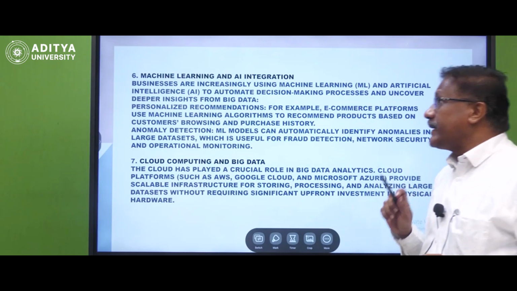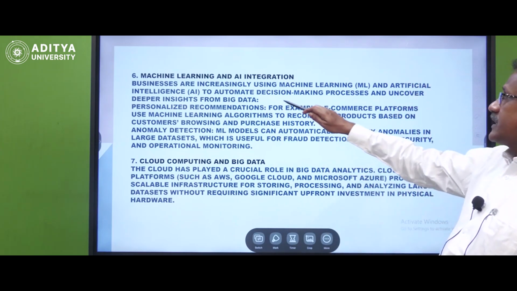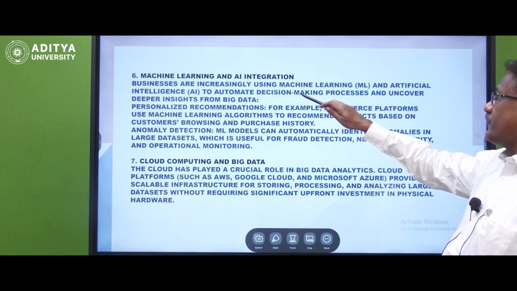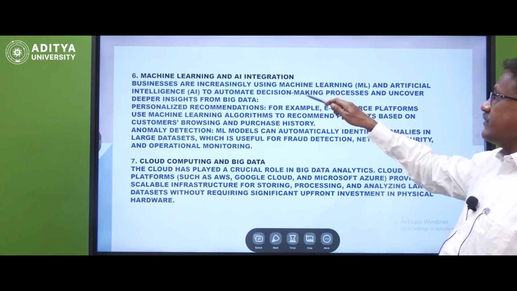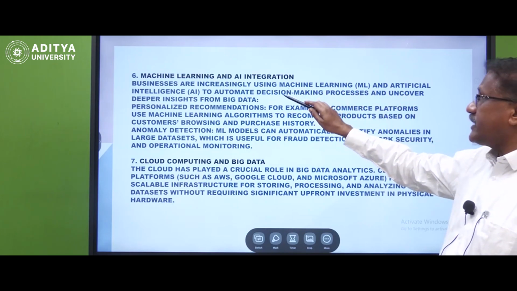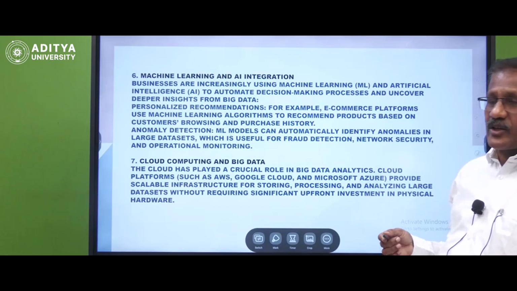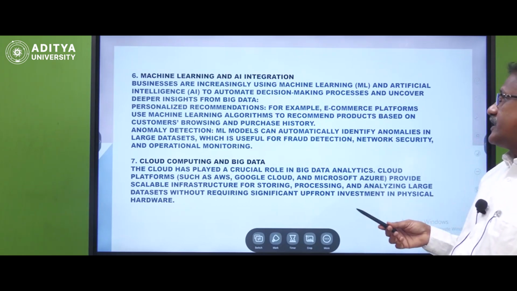The 6th one is machine learning and integration. What do you mean by machine learning? Machine learning is nothing but one type of technique which can be used for business purposes, and even another one is artificial intelligence also. So we are going to make the system think like a human. That is artificial intelligence, which you already know.